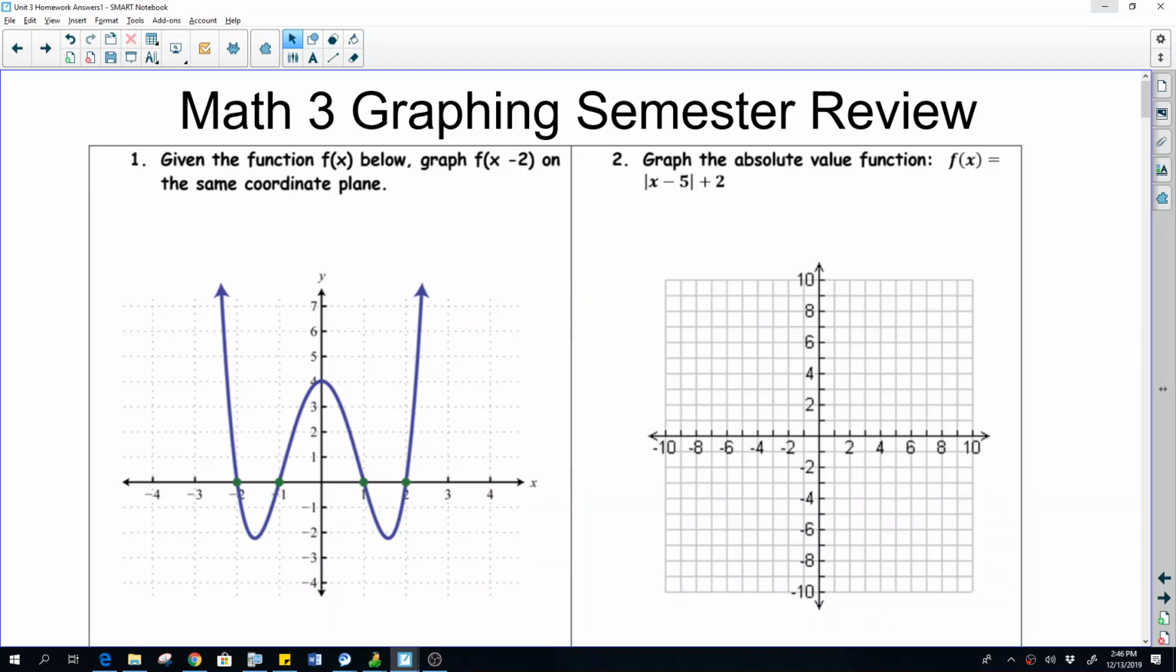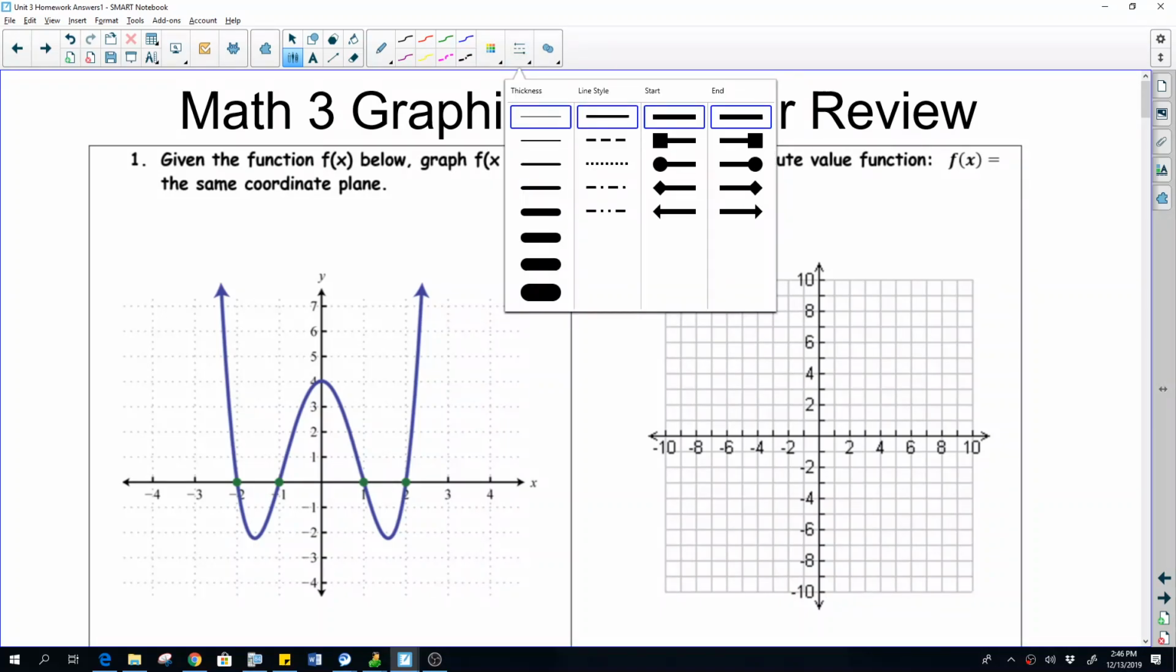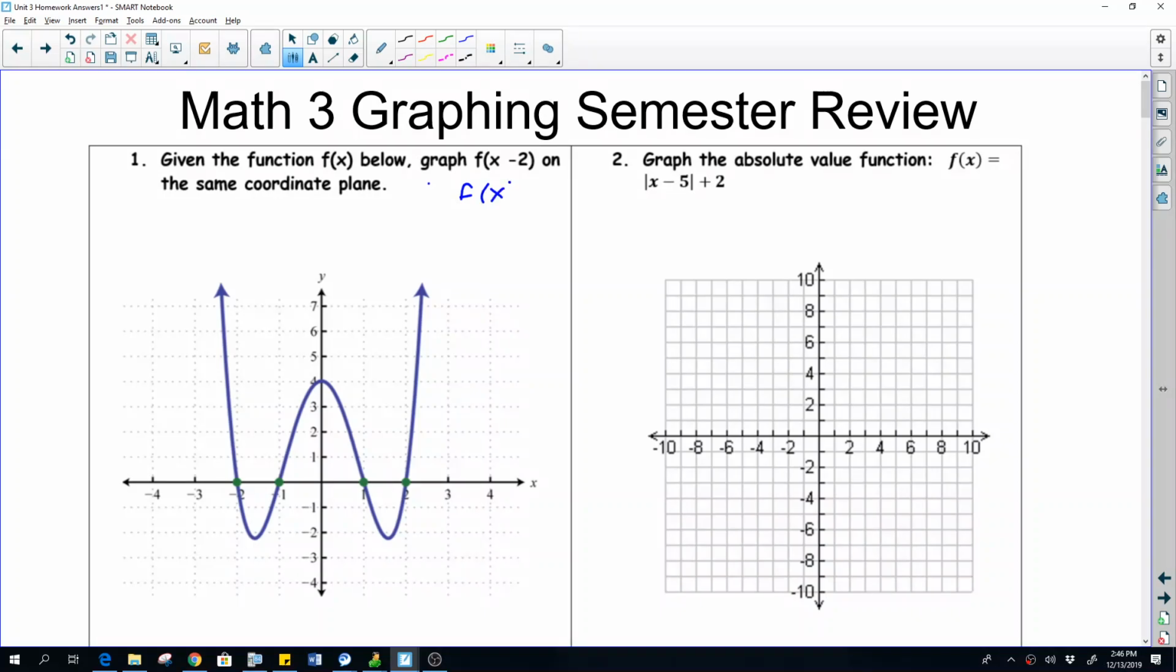Okay, let's see. So, given the function below, graph f of x minus 2 on the same coordinate plane. So all that's saying is to go ahead and shift your graph either to the left 2 or the right 2. If it was outside, like this, for example, it would shift your whole graph up 2. But because it's inside the parentheses, it's going to be opposite what you think. So it's going to be right 2. So opposite when it's inside the parentheses. Don't forget that.